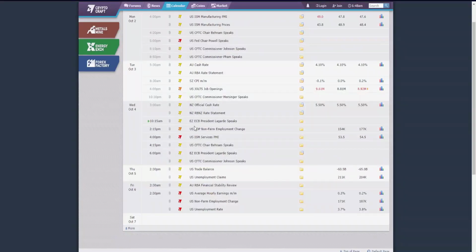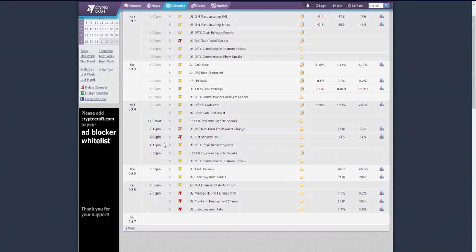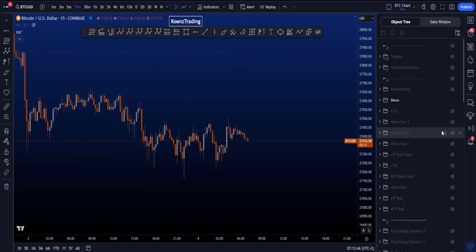Then we have news as well this week, as well as today. So at 4 p.m. Central European time, we have news over here. So make sure you trade safe around these hours.